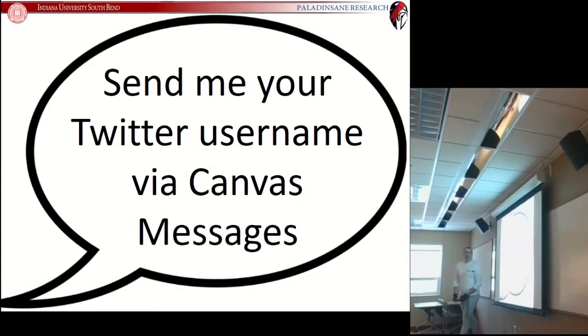And then when you do, send me your Twitter username via Canvas messages. For some of you, it'll just be your name, maybe your name plus some numbers. But for others of you, if you need to use an abbreviation, whatever, just to make it easy for me to track this, please send me your Twitter username via Canvas messages. Just say, here's my username. So that's the second part of the assignment.